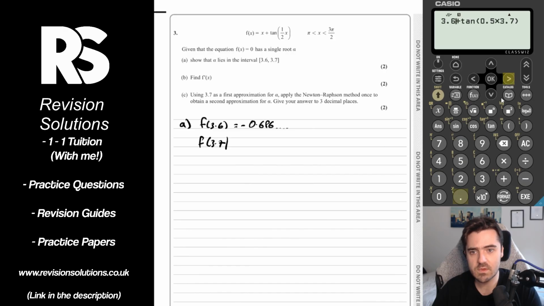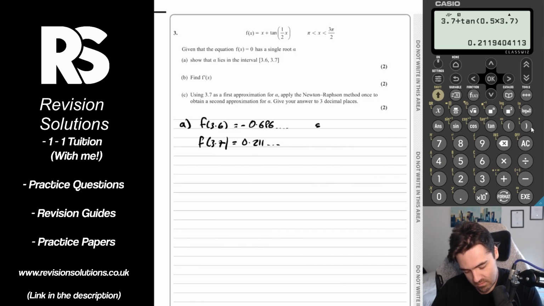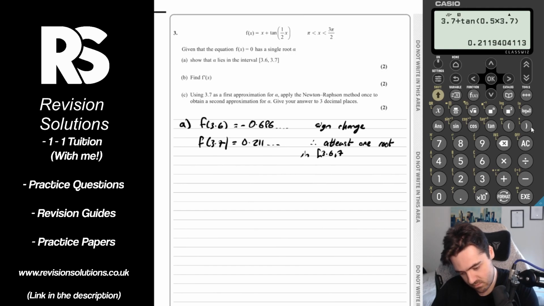Oops, that's the point. Leave that there. 3.7 gives us 0.211. So there is a sign change. Therefore, there is at least one root in the interval of 3.6 to 3.7, assuming it's continuous.